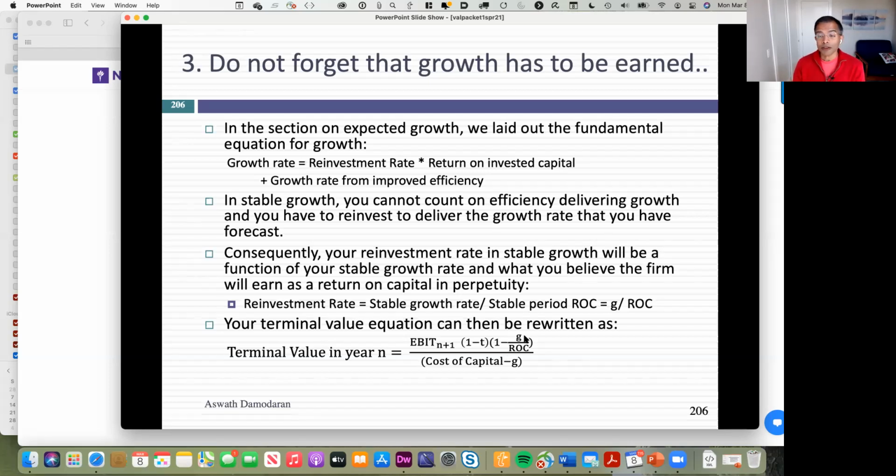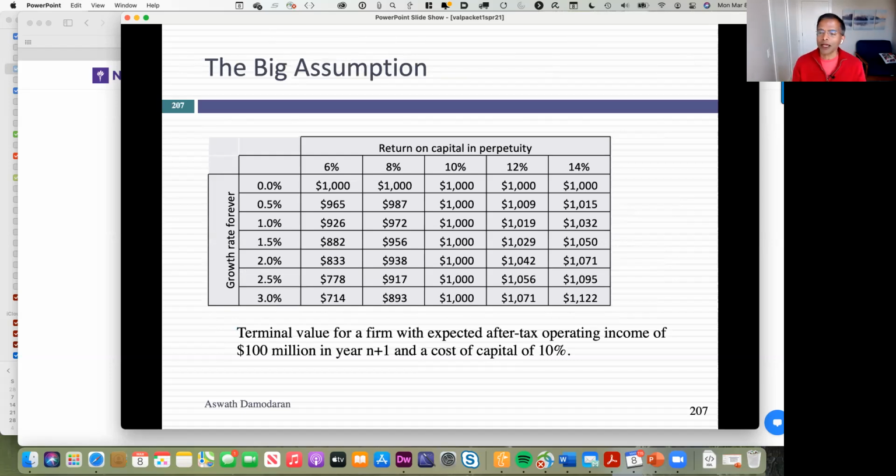But we just said reinvestment is going to be a growth rate divided by return on capital, 2% divided by 10%. My numerator reflects my operating income, my taxes, my reinvestment. But the denominator is the difference between cost of capital and growth rate. I'm going to take that equation, and I'm going to take a very simplistic firm, a firm which is expected to have, next year, after-tax operating income of 100 million. And let's say its cost of capital is 10%. So I know what the operating income is going to be next year, 100 million. I know the cost of capital.